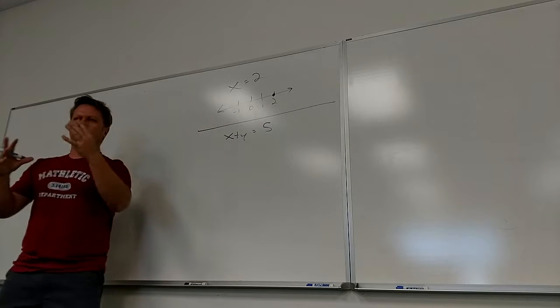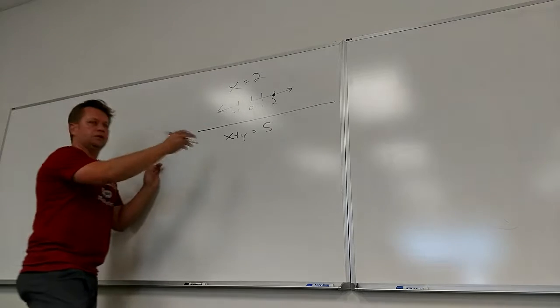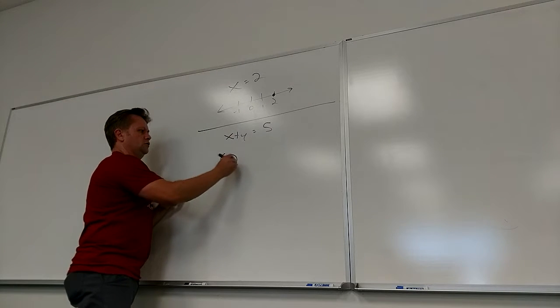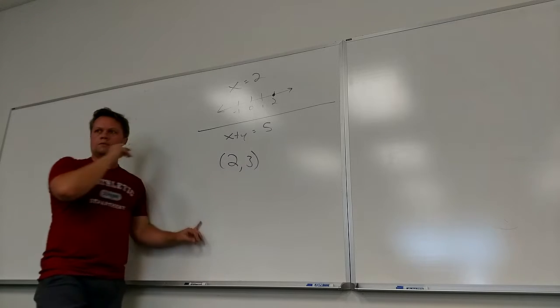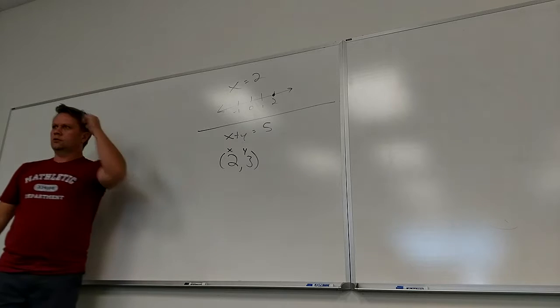So what we've decided to do to organize this answer, because it's got 2 parts, is in alphabetical order, we're going to list them. What I mean is x, y. So if you say 2, 3, that means x is 2, y is 3.